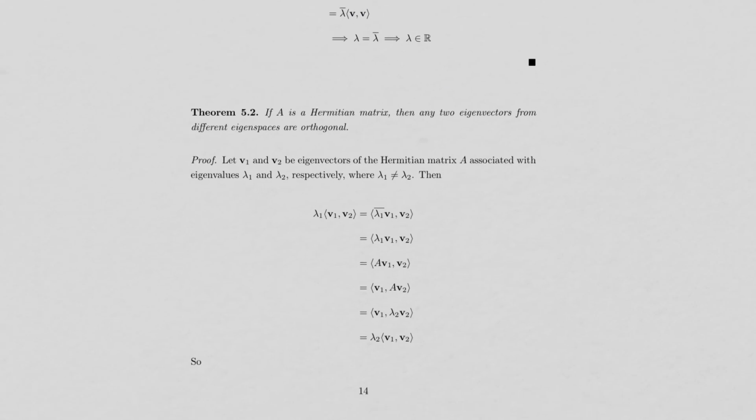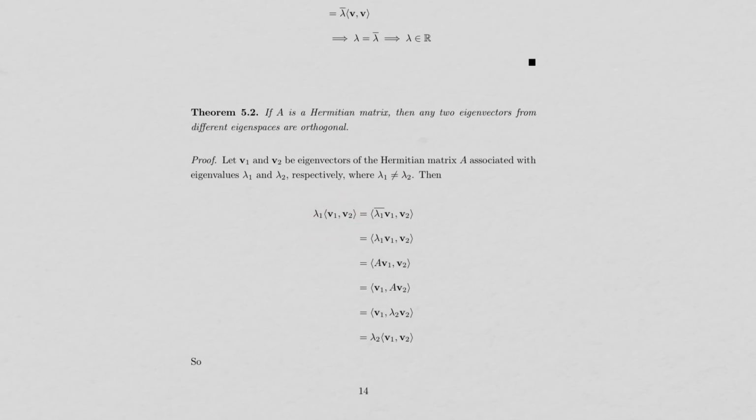We can use that theorem to prove the next one. If A is Hermitian, then any two eigenvectors from different eigenspaces are orthogonal. Remember, that means that their inner product is 0. We'll start with this expression, and it may not be obvious at all why we would do this, but let's say V1 and V2 are eigenvectors of the Hermitian matrix A associated with eigenvalues lambda 1 and lambda 2 respectively, where lambda 1 is not equal to lambda 2. How do I know that lambda 1 is not equal to lambda 2? Well, up here, from different eigenspaces, that's what that means. So different eigenspaces means corresponding to different non-equal eigenvalues.